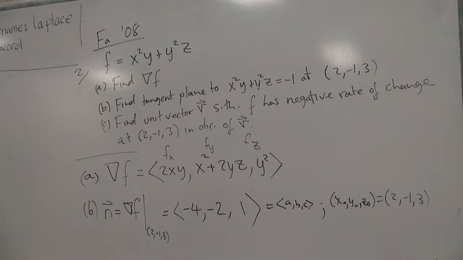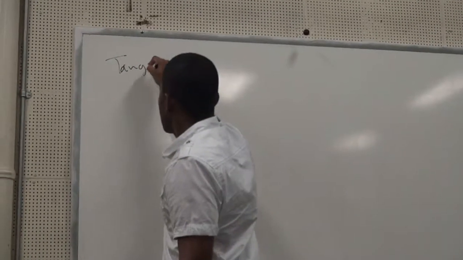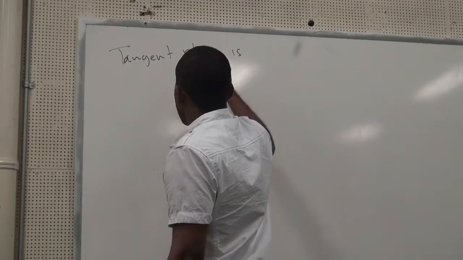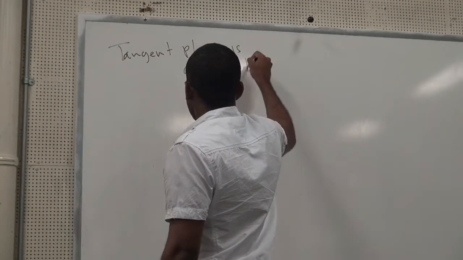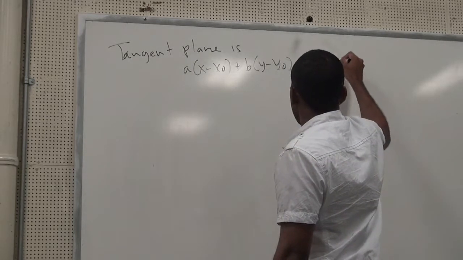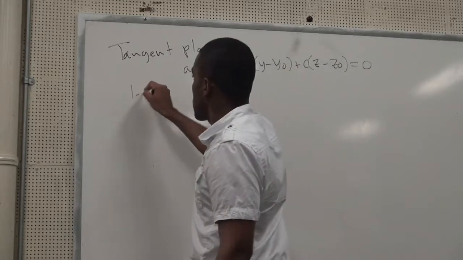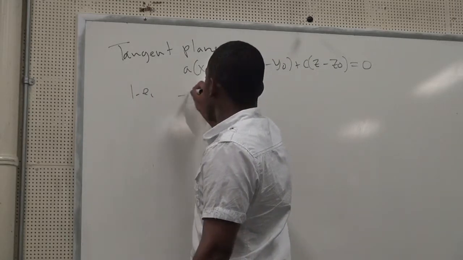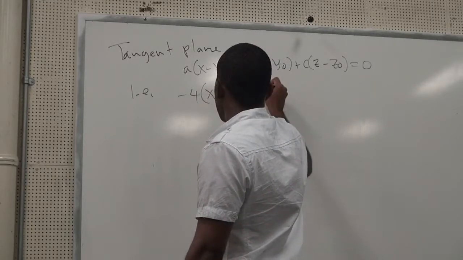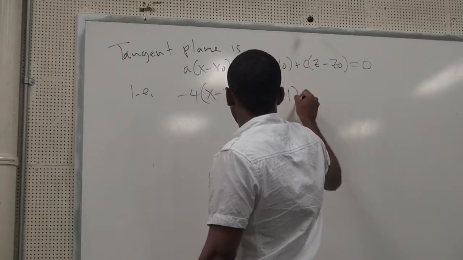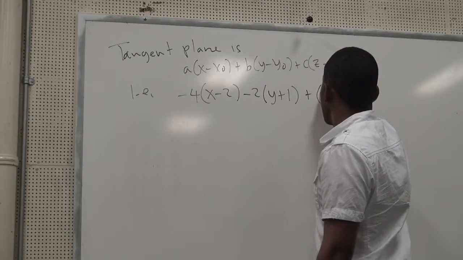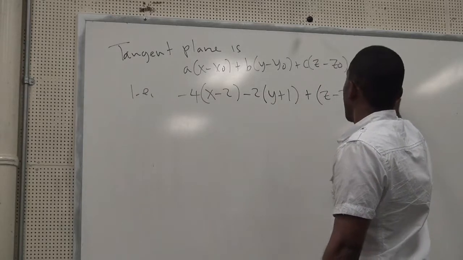So the tangent plane is minus 4 times (x minus 2), minus 2 times (y plus 1), plus (z minus 3) equals 0.